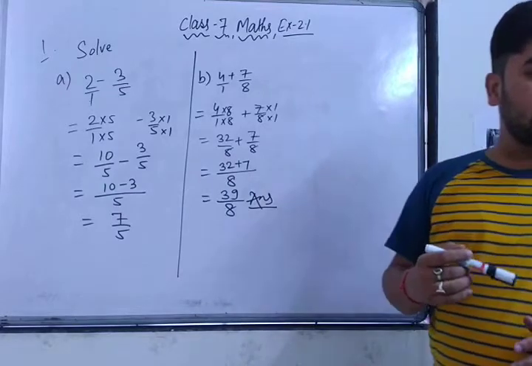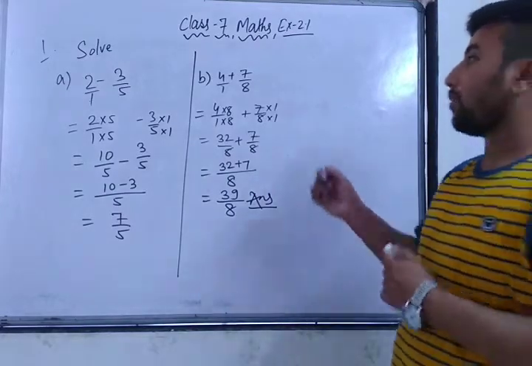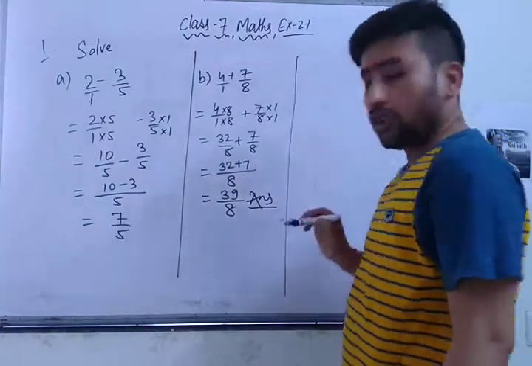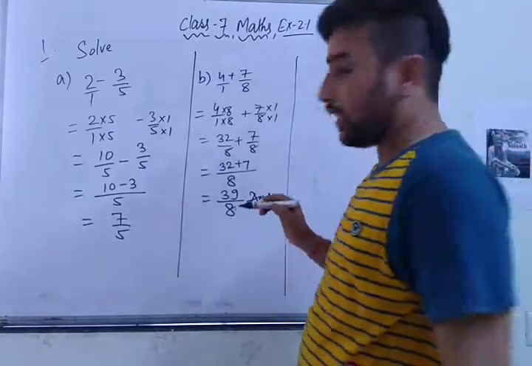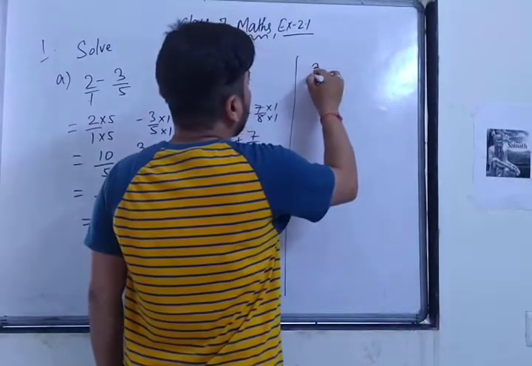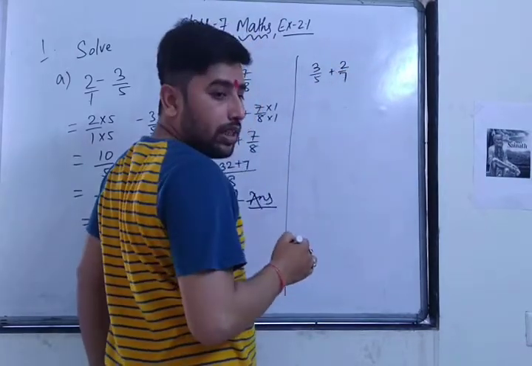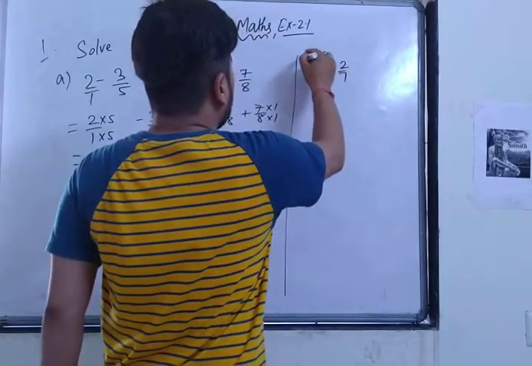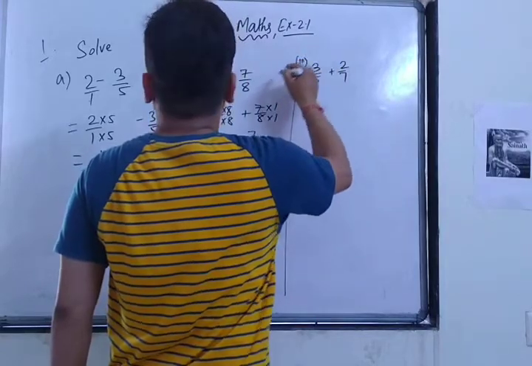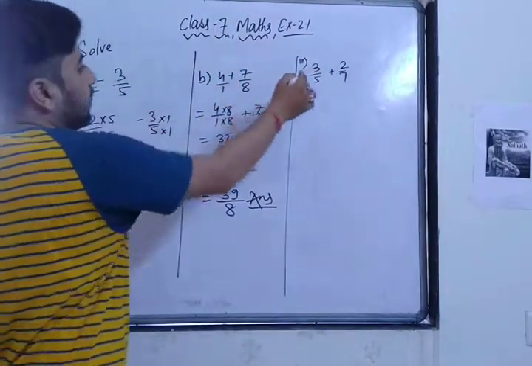I will solve question number 3 also. Here there are some different denominators, so you will feel a little bit of difficulty. 3 by 5 plus 2 by 7. 3 by 5 plus 2 by 7. This is question number 3, or C you can say. This is first, second, and this is third.